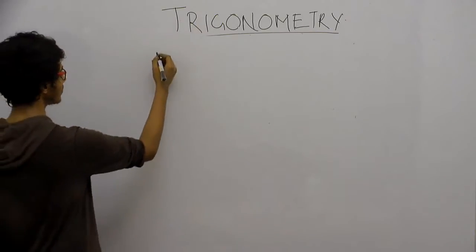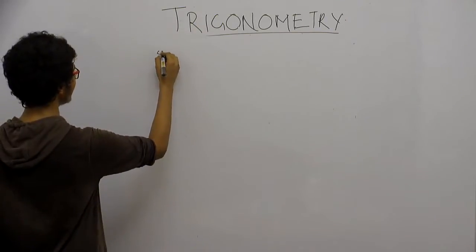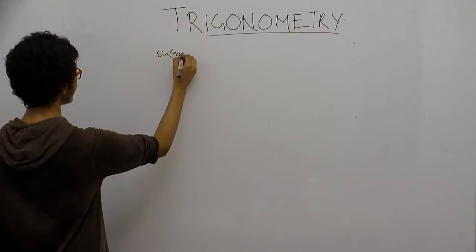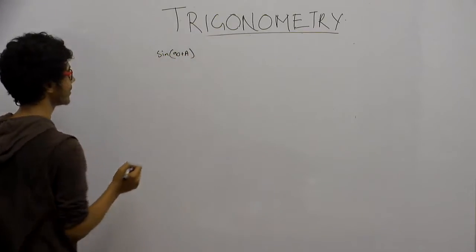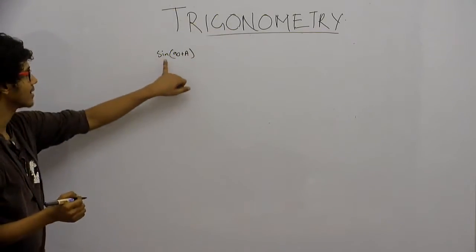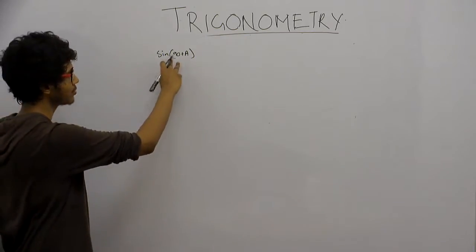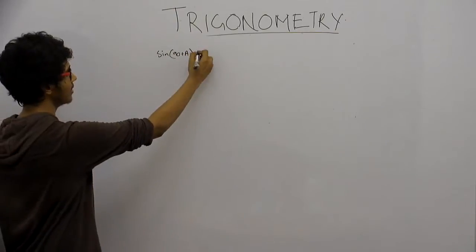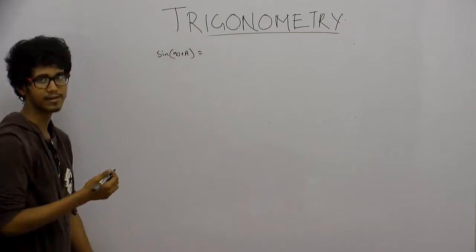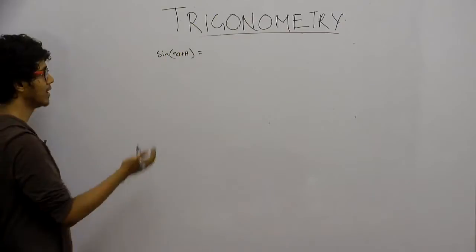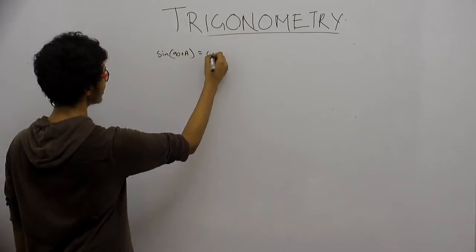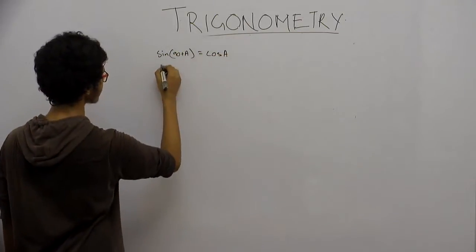So let's do it for the plus. Now we get sine of 90 plus a. Just remember it this way: since it is sine, it goes into the second quadrant. 90 plus something is in the second quadrant. In the second quadrant sine is positive, but since it is 90 plus, it changes to cos.